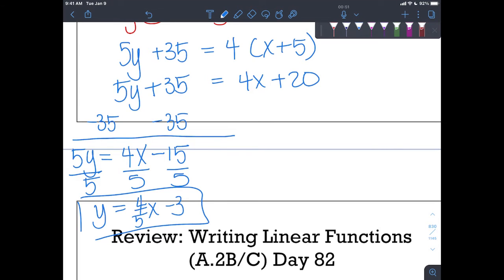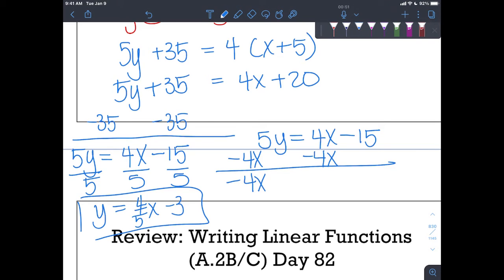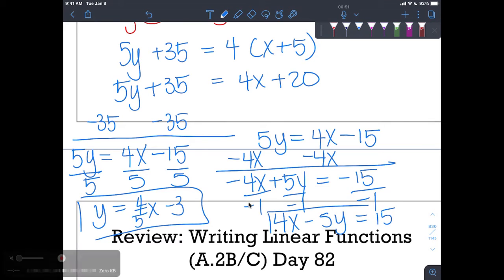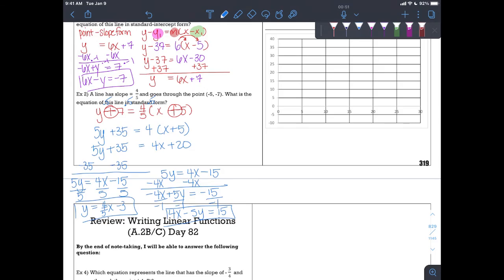Okay, similar process. I would still go ahead and move my 35 over to the other side, and I would end up here. Now I'm going to move that 4x over. And because it's negative, I'm going to multiply every single thing by -1. I could also divide by -1 just for space. And everything changes sign. And I am now at standard form. Pretty simple, straightforward. Okay? So don't let yourself get confused on that.